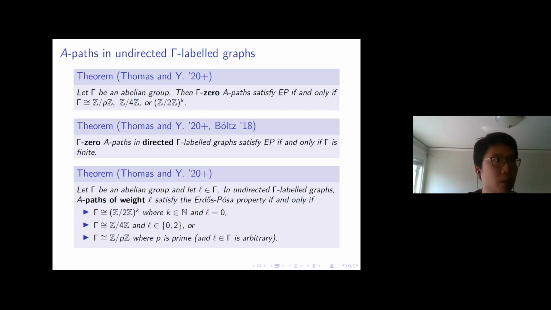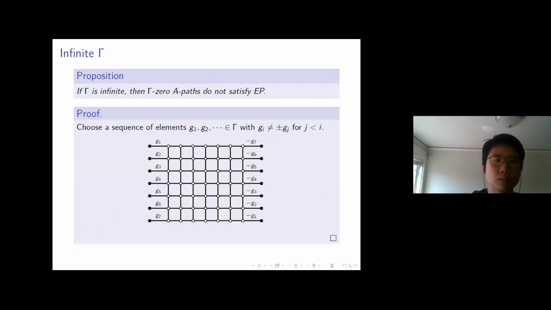So let me quickly give you the outline of a proof of this last theorem, assuming that the Airish property holds for 0 mod p A paths for primes. Well, let me first tell you why we need the finiteness condition. If the group is infinite, then there's a simple counterexample. We can always choose a sequence of elements G1, G2, and so on, where when we choose a next element, we just avoid the previous elements and the inverses of the previous elements.